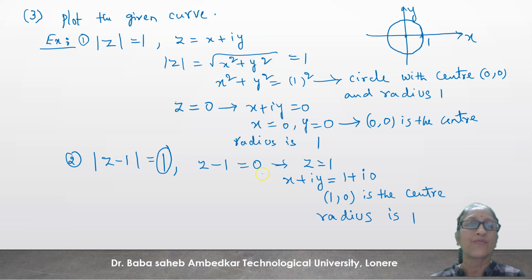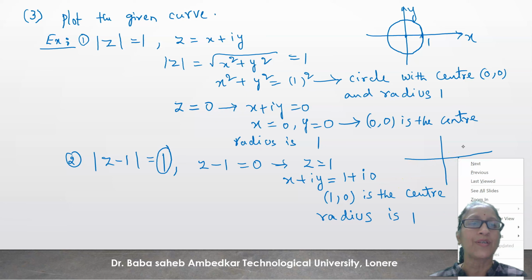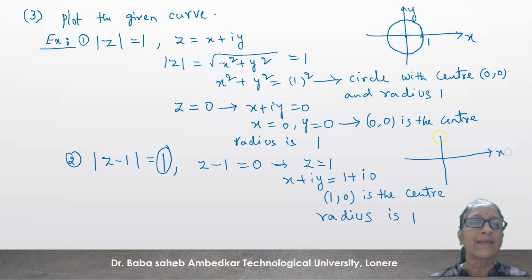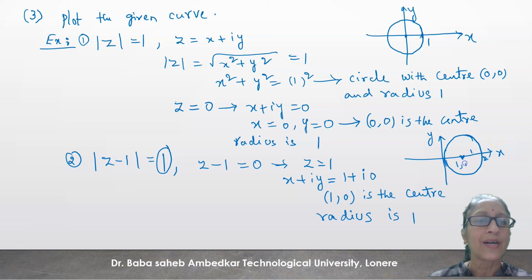For this one, what is given? The center is 1, 0, meaning the x value is 1 and the y value is 0. That means you have to plot 1 on the x axis. This is the center, and the circle is like this. Here the radius is 1, that means this is 2. In this manner you have to plot the given curve.